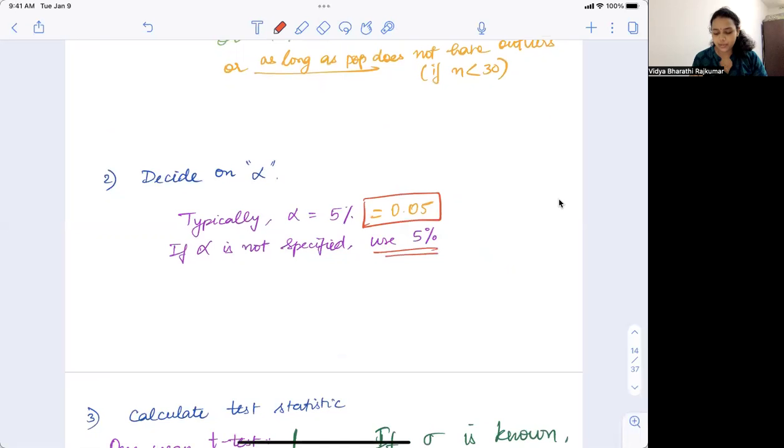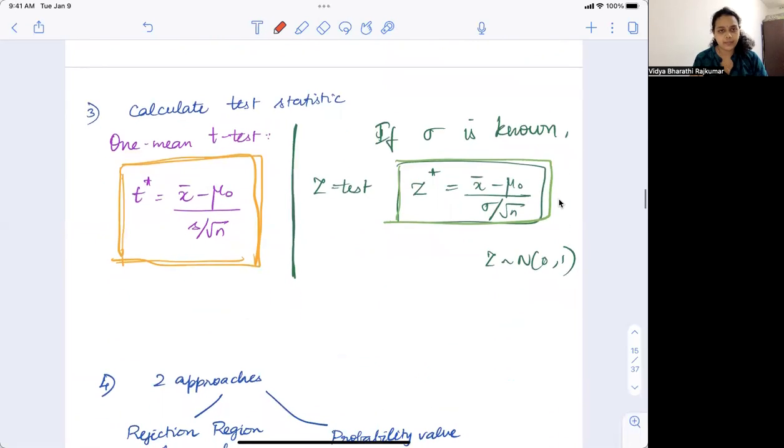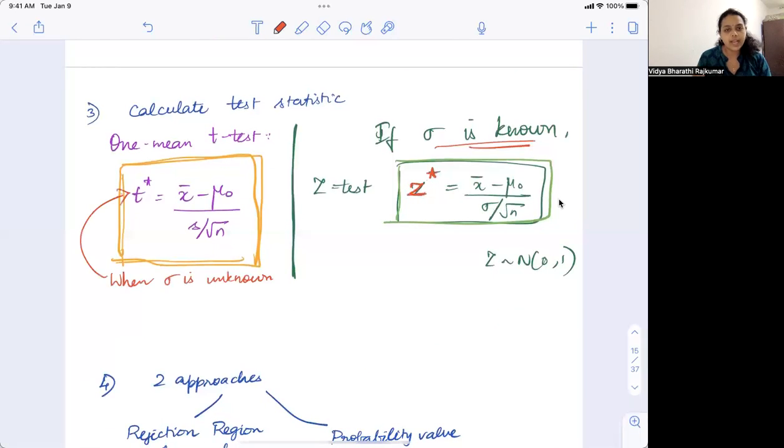The third step is to calculate what I told you is the test statistic. Now, whenever sigma is known, the test statistic is written down as Z star, and it is just computed by x bar minus mu naught divided by sigma over root n. And this x bar is your specific sample average. When sigma is unknown, we use a T star value, where it is x bar minus mu naught divided by S over root n, and x bar is the specific sample average, S is the sample standard deviation, n is your sample size.